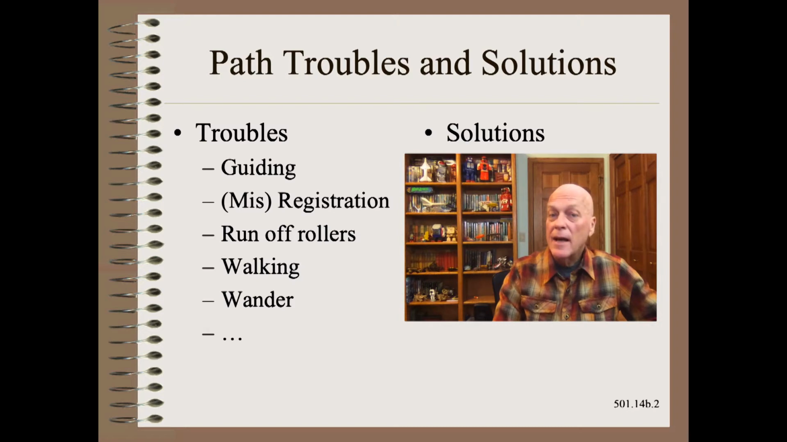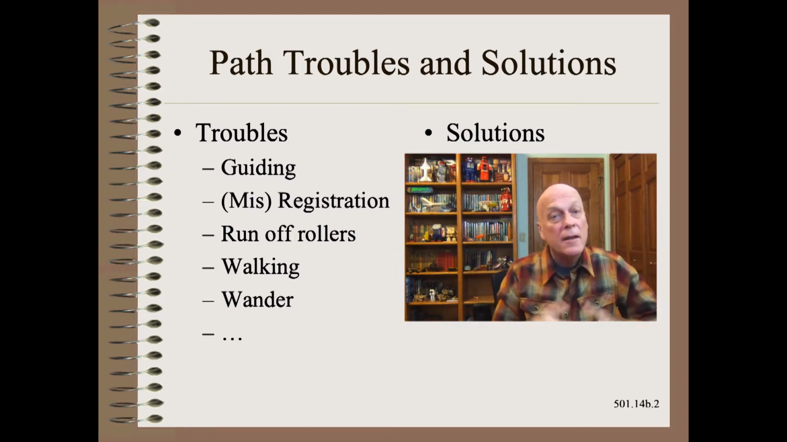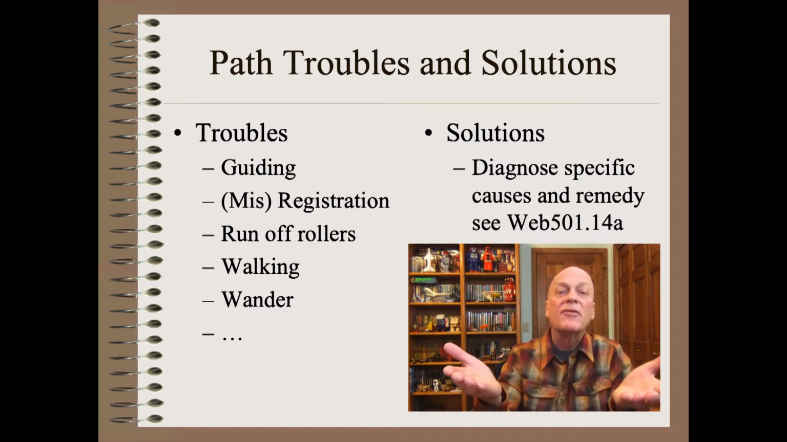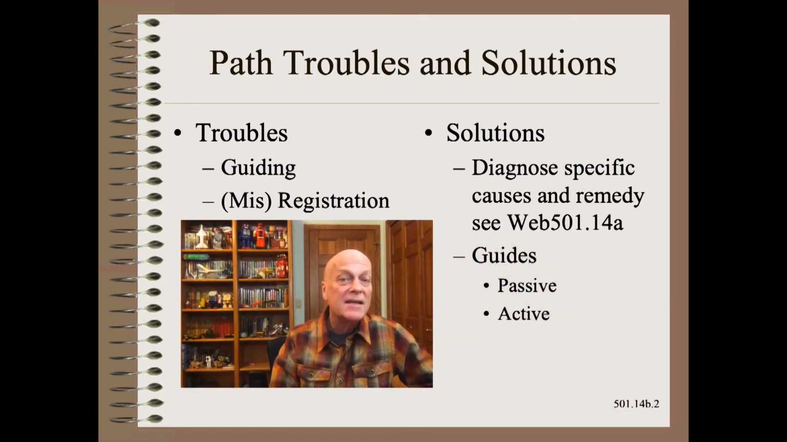As we introduced in the last clip, there are many words for path troubles. However, whatever you or your customer calls it, the solutions will start similarly. First, you should begin by diagnosing the specific cause for your greatest single source of path troubles, as we gave in the last clip. Second, you should consider reducing that root cause. Finally, only after having done those things would we consider other remedies, such as passive and active guides that we will list in this clip.